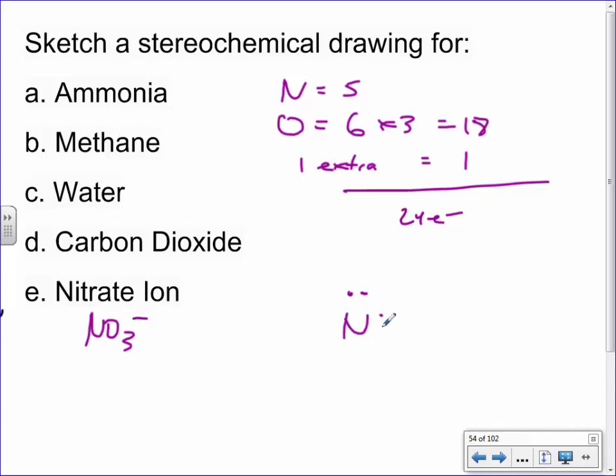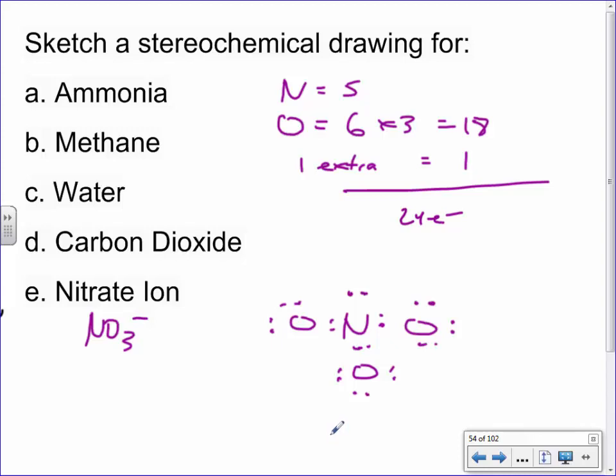Nitrogen's going to go in the middle. We'll give 8 to it. I'll throw an oxygen here. What am I up to now? 8, 9, 10, 11, 12, 13, 14, 15, 16, 17, 18, 19, 20, 21, 22, 23, 24. I believe I've now used all of my electrons, but I got a problem.